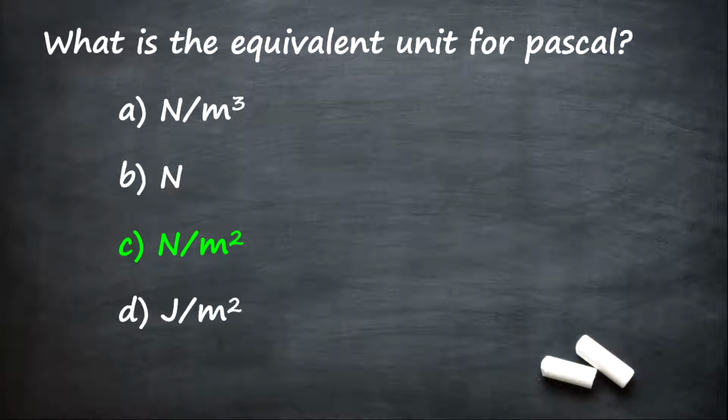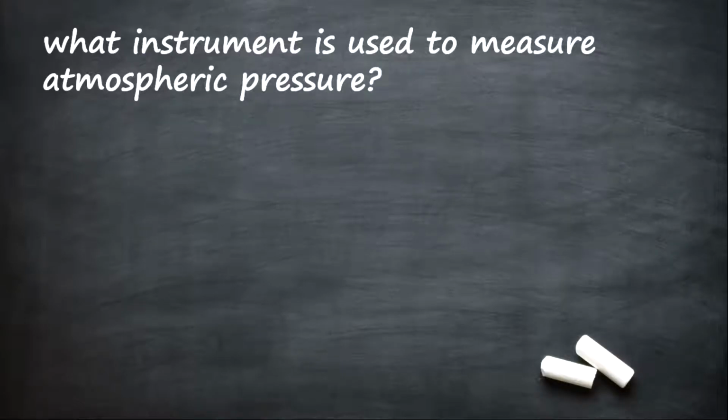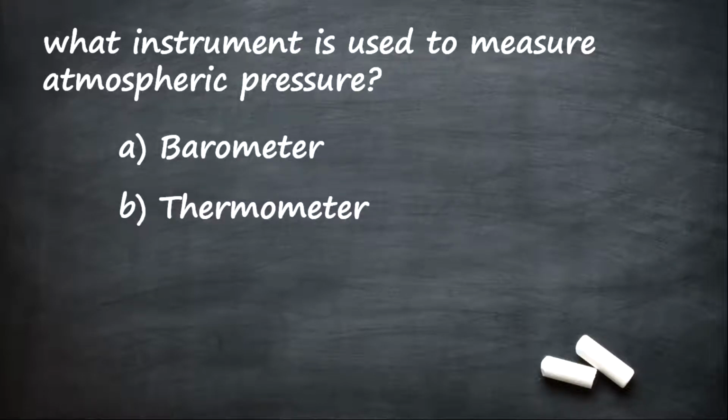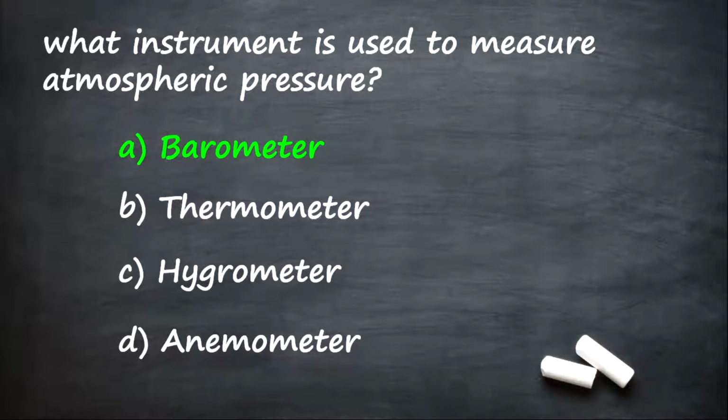Next question here. What instrument is used to measure atmospheric pressure? Is it A, the barometer? Is it B, thermometer? Is it C, the hygrometer? Or is it D, the anemometer? And the answer is definitely A, which is the barometer.